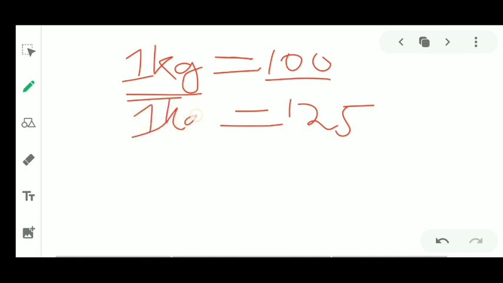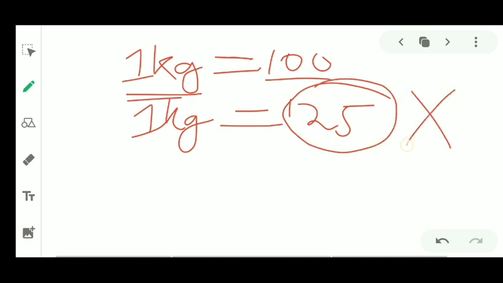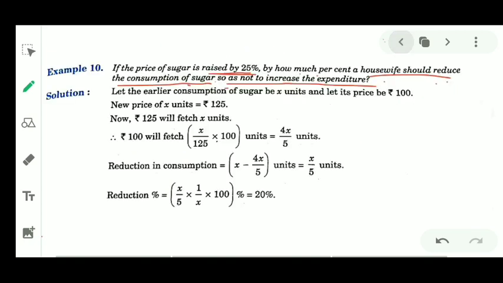But the housewife did not want to increase the expenditure. So she wants to reduce the consumption. She reduces the consumption of sugar. Okay, so you have to find out the decrease percent, so that there is no need to increase her expenditure.